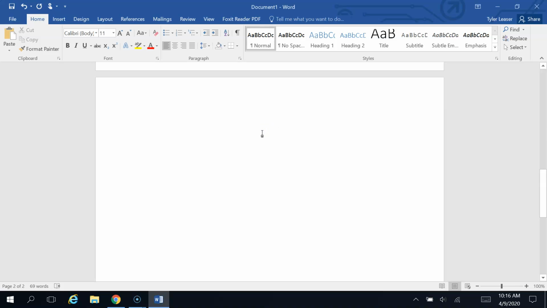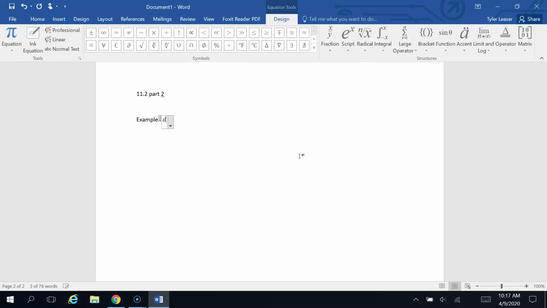Part 2 of 11.2. We're just going to do a couple of examples here of derivatives of parametric functions, and then there's a few more definitions and theorems that we need to look at. So a couple of examples first. Again, this could be like a homework question.